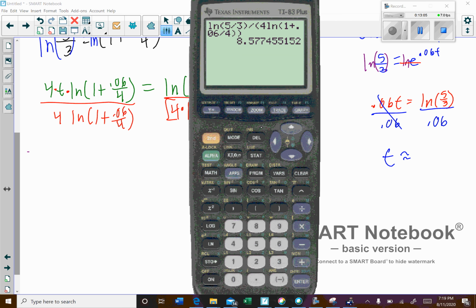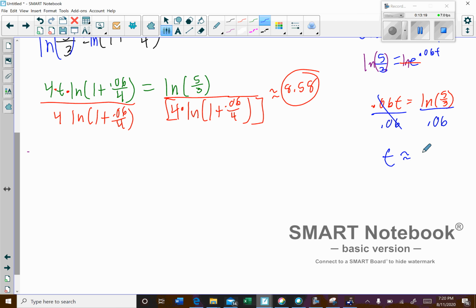This one's much easier to put in the calculator. Natural log of 5/3, and then we're going to divide it by 0.06. And there we go, 8.51. So it didn't make too much of a difference, but it happened a little faster because you're compounding continuously on that one. All right, I hope those help you out.